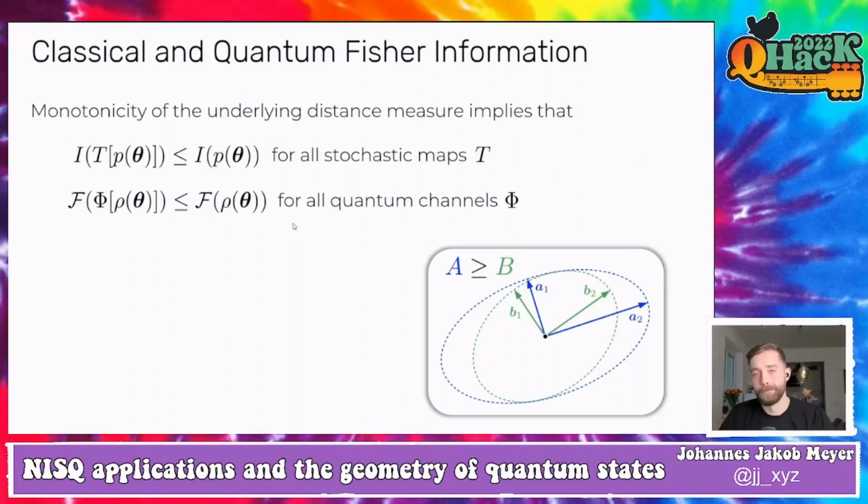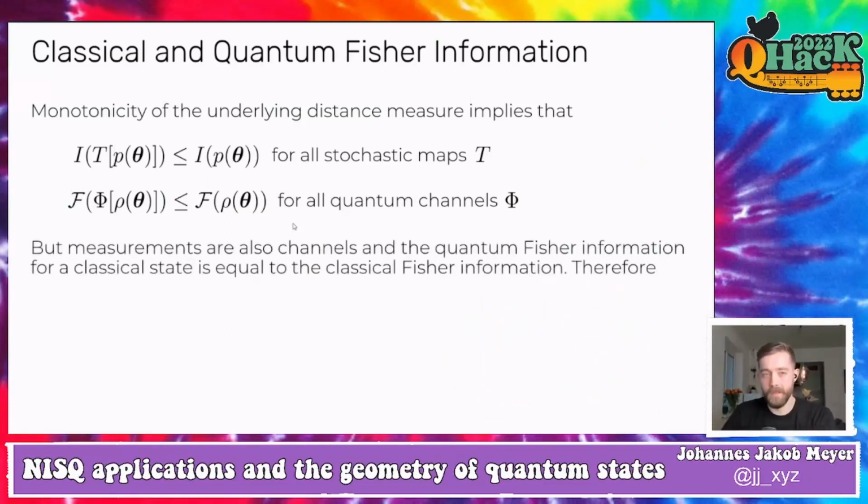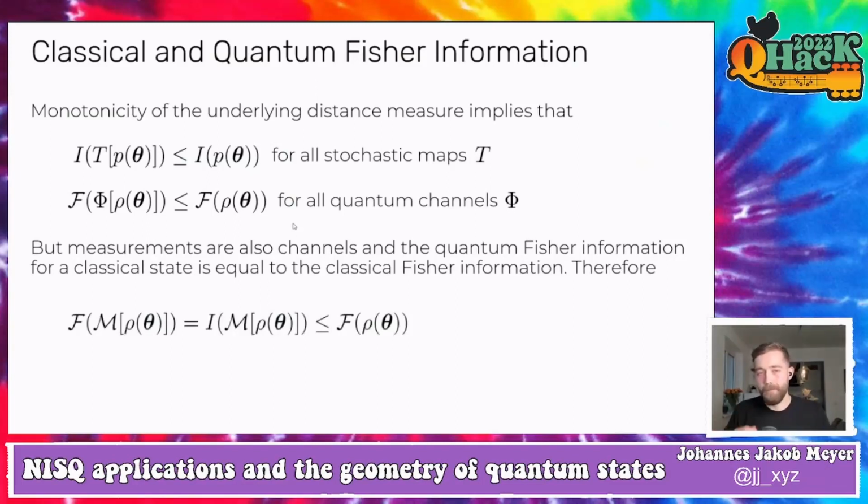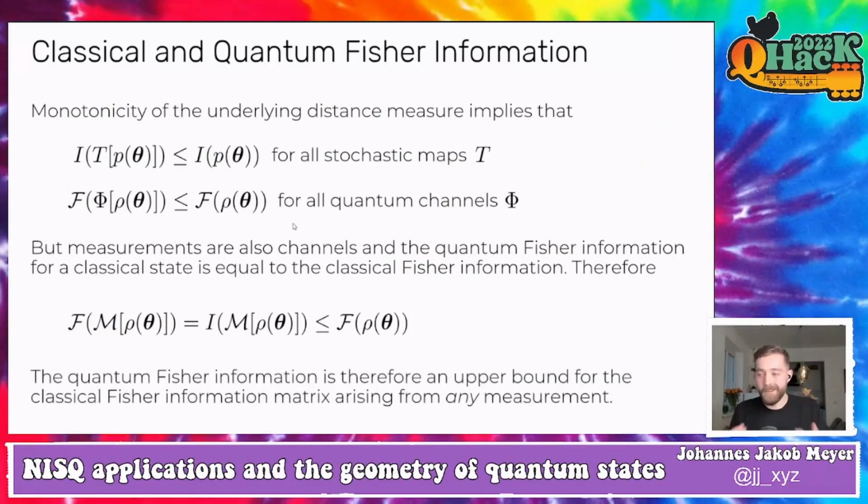And now we can use the fact that measurements are also quantum channels, and that the quantum Fisher information for a classical state, so a diagonal density matrix, is actually equal to the classical Fisher information, which means that if I perform a measurement, the Fisher information I get is always upper bounded by the quantum Fisher information of the original state. So we have derived that the quantum Fisher information is really an ultimate bound for any classical Fisher information that can arise from any measurement you could perform. So you will never be able to exceed this quantum limit.